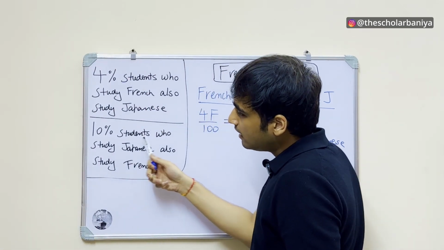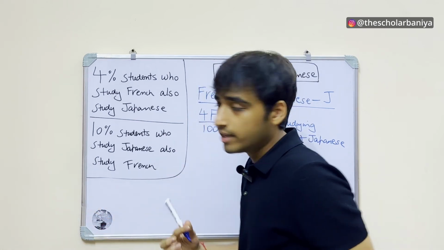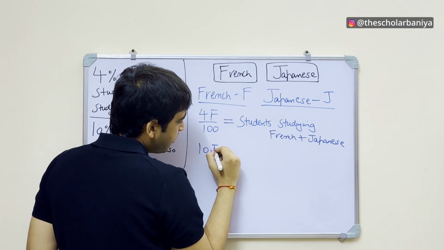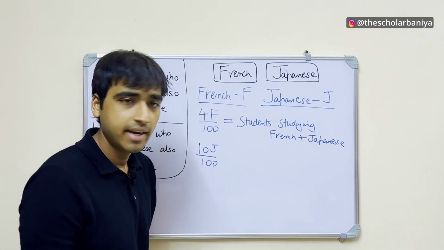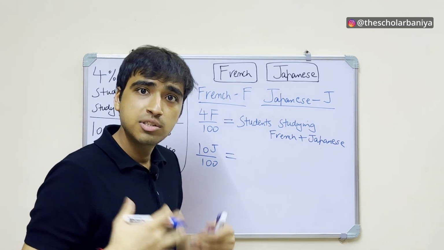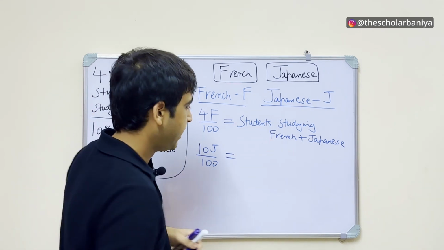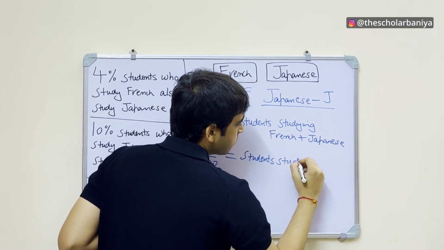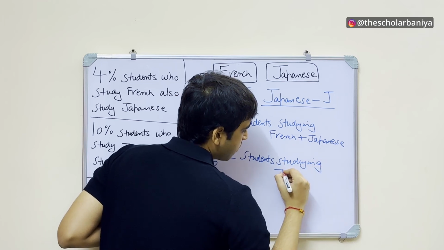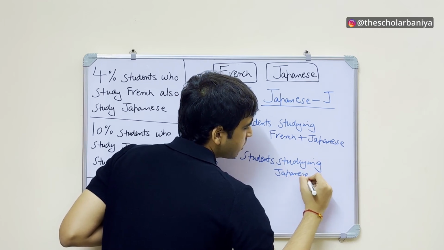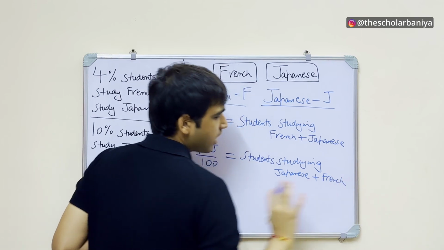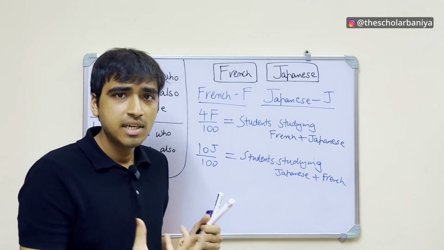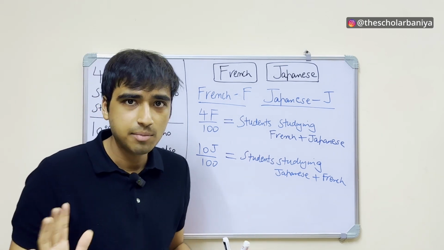Similarly, 10% of the students who study Japanese also study French. So 10% of the students who study Japanese means 10J upon 100. These are the students who study Japanese and also study French. So the same thing, right? These are the students studying Japanese plus French. I hope this is very clear. Basically, these two things are the same. If somebody is studying Japanese and French or French and Japanese, obviously that means the same thing, right?